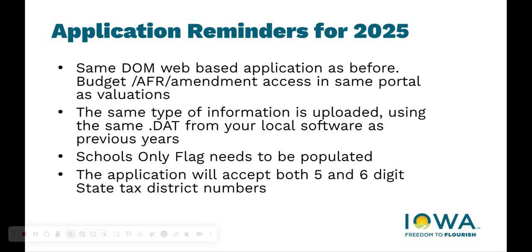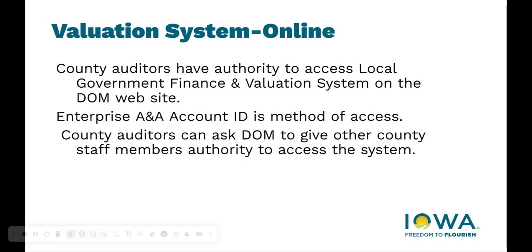The schools only flag for this year will need to be populated either with a yes or a no, depending on the applicable tax districts within your county. And the application does accept both 5 and 6 digit state tax district numbers, depending on how many numbers your county currently has available. County auditors have authority to access the system through the Department of Management website.